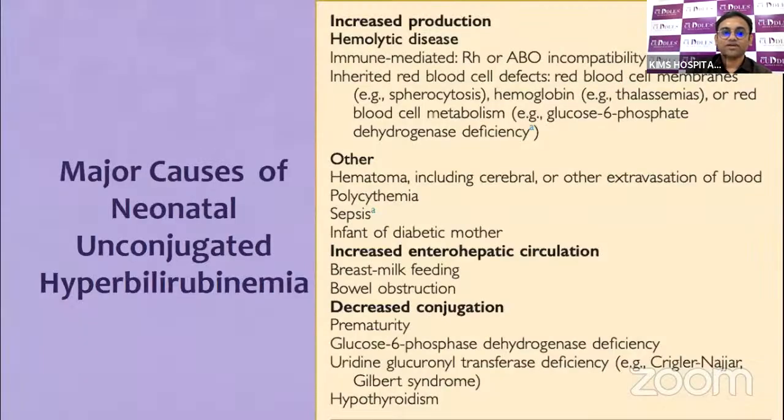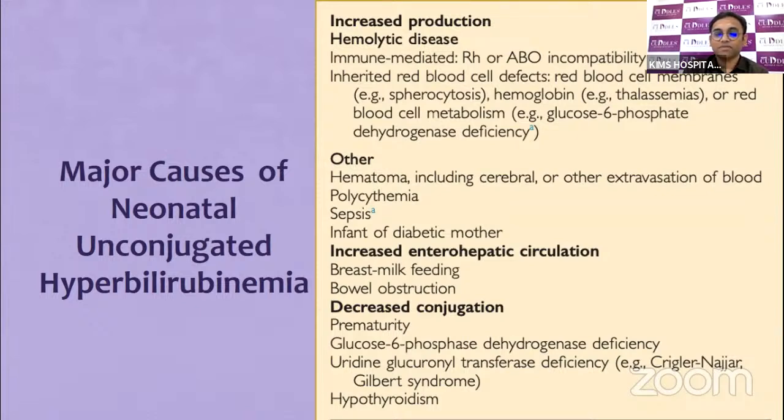The major causes of neonatal unconjugated hyperbilirubinemia are, first, an increase in production due to hemolytic disease, which may be immune mediated or non-immune mediated. The immune mediated may have Rh and ABO incompatibility. In the non-immune mediated, we have red blood cell membrane defects like spherocytosis, hemoglobinopathies like thalassemias, or enzyme defects like G6PD or pyruvate kinase deficiencies. Or there may be increased production from an excessive amount of blood accumulated in extravascular spaces, like cephalohematoma or intra-abdominal bleeding. Or there could be polycythemia, where there are more RBCs.